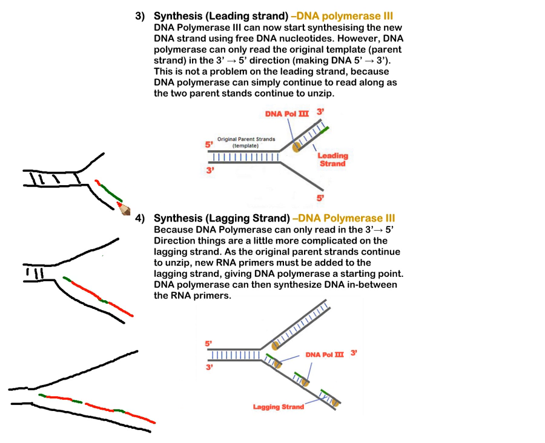So here it'll do this bit, then it'll come back and by that point it'll have opened up further, it'll do this bit, and then it will have opened up even further, it'll come back and do this bit. So in that respect, I guess that's what this diagram is trying to show down here. Because DNA polymerase can only read DNA in the 3' to 5' direction, things are a bit more complicated. As the original parent strands continue to unzip, new RNA primers must be added, giving DNA polymerase another starting point, and the DNA can be synthesized in short bursts rather than continuously.